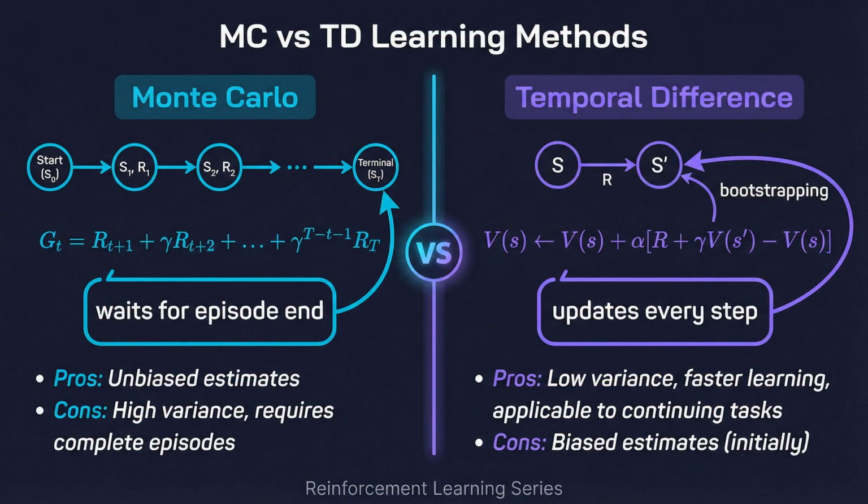2 fundamental approaches for learning values are Monte Carlo and temporal difference methods. Monte Carlo waits until the end of an episode and uses the actual cumulative return. TD learning, in contrast, updates after each step using bootstrapped estimates. MC is unbiased but has high variance. TD has some bias from bootstrapping but lower variance. TD methods can also learn online without waiting for episode completion.